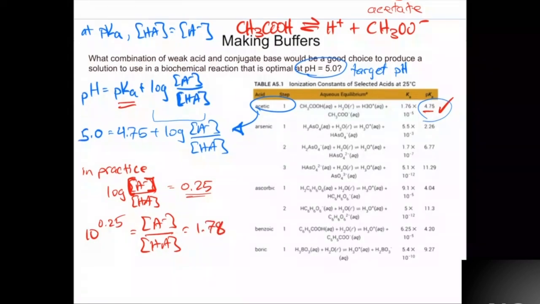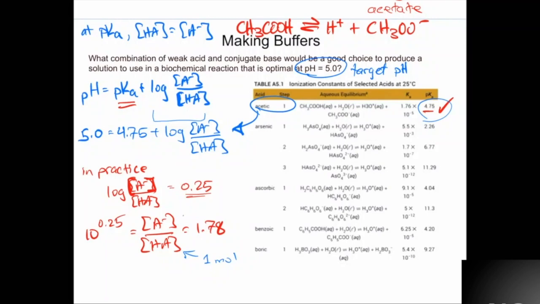That means for every 1 mole of acid, we would need 1.78 moles of the conjugate base, in this case sodium acetate. If we mix them in that ratio, then we should get a solution with a pH of 5, but that's buffered very, very close to it.